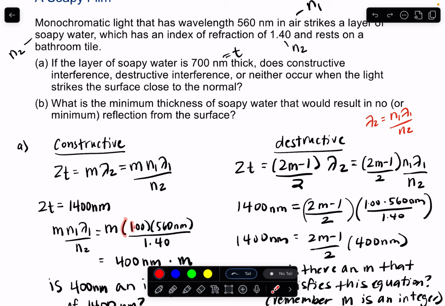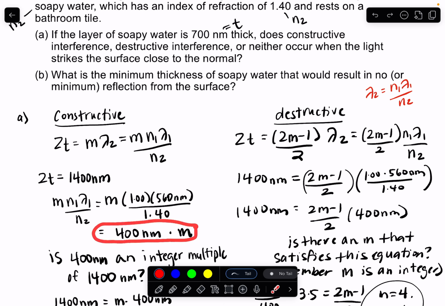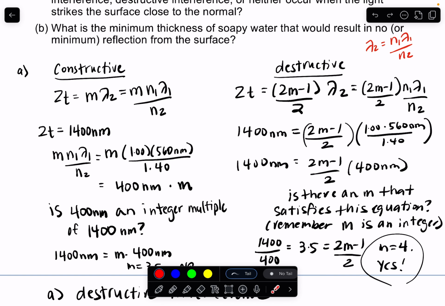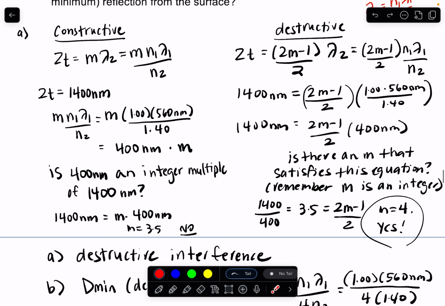N1, the index of refraction of air. Lambda 1, the wavelength of the light in air. And then divided by the index of refraction of the film. So when I calculate all that, what I get is 400 times m. And so the question is, is m going to be some integer if I set it equal to 1400 nanometers? So let's find out. Okay, the left-hand side, 1400, equals the right-hand side, m times 400, and m ends up being 3.5. So that is not an integer.